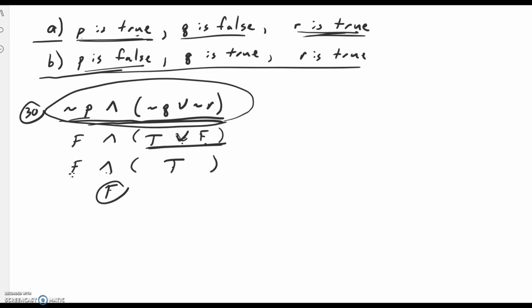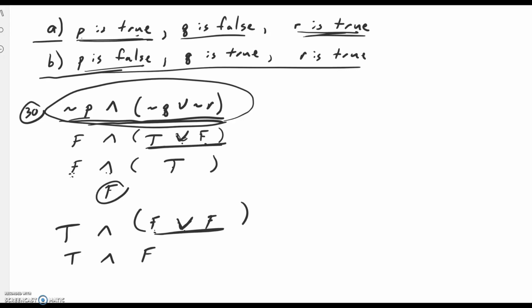P is false, the negation of P is true. And the negation of Q, Q is true, so the negation of Q is false. Or the negation of R, R is true, so the negation of R is false. So we have true and we have false or false. And that's the way an OR statement can be false, is if both parts are false.